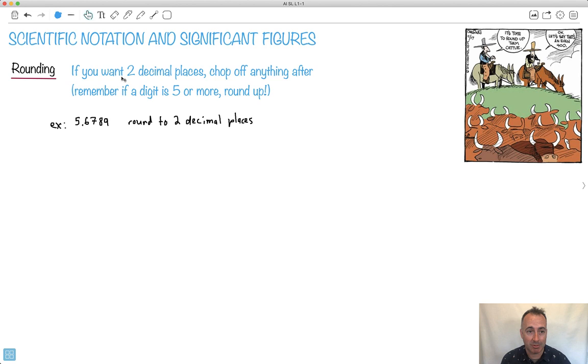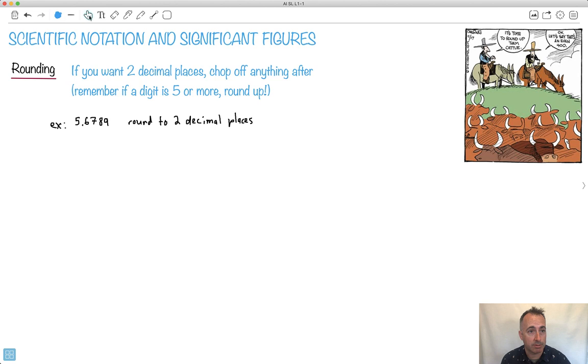So first of all, if you want, let's say, two decimal places, you're supposed to just chop off anything after that. But you also do the rounding rules, which is that you may have to round up or keep it the same. And the rule is if the number is 5, 6, 7, 8, or 9, then you round it up. And if it's not, then you leave it the same.